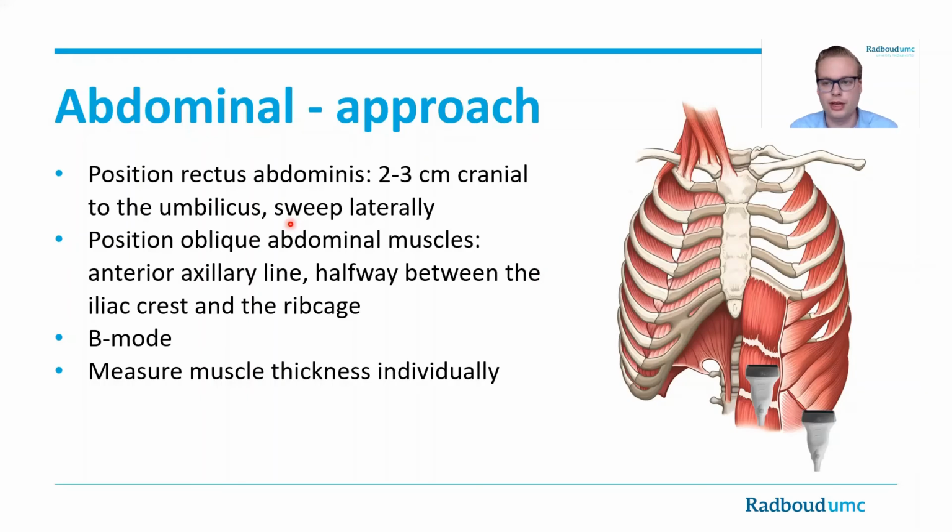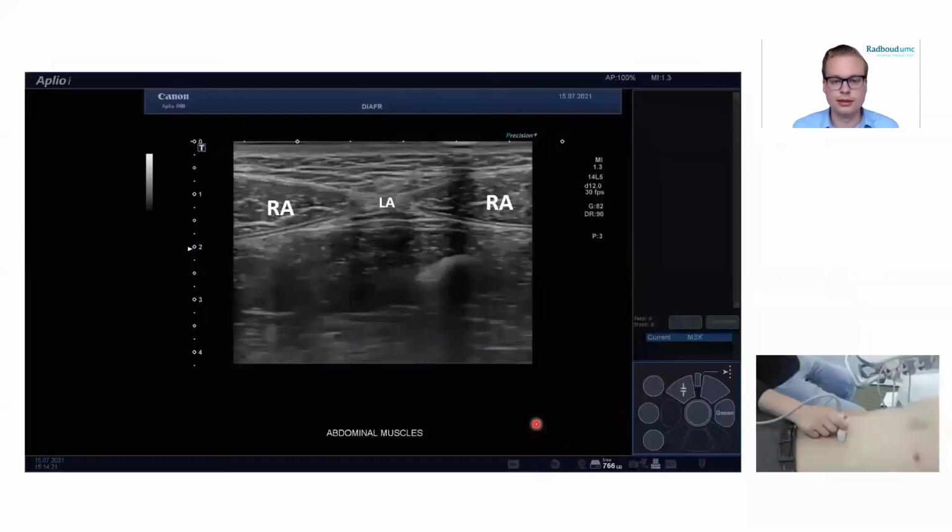And one good thing to mention here is that the fiber directions of those three muscles are not aligned. So no matter how you position the ultrasound probe, you can get only one muscle in which the fiber direction is aligned with your ultrasound probe. And what we do is that we measure the thickness individually for all 4 muscles in B mode. And I've decided to make a demo with all 4 muscles in one image.